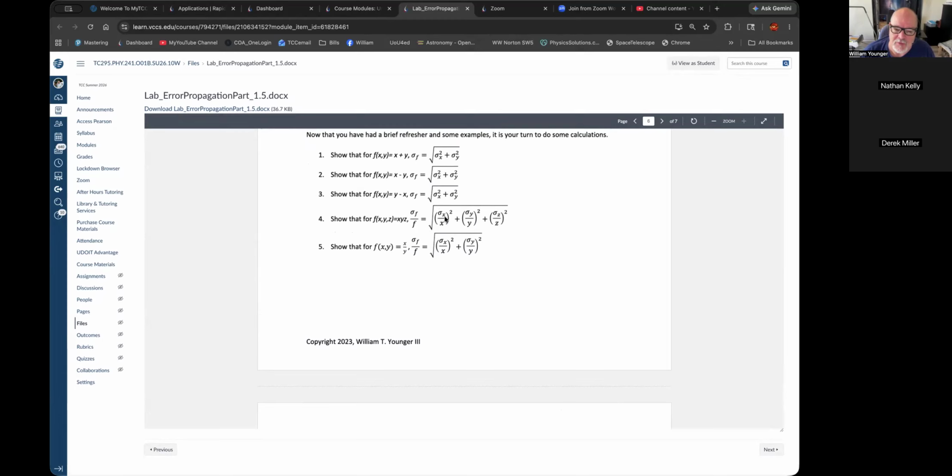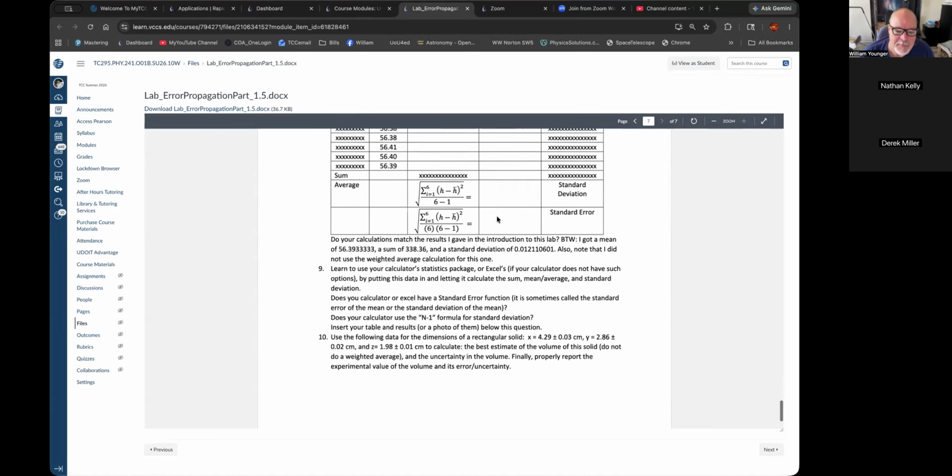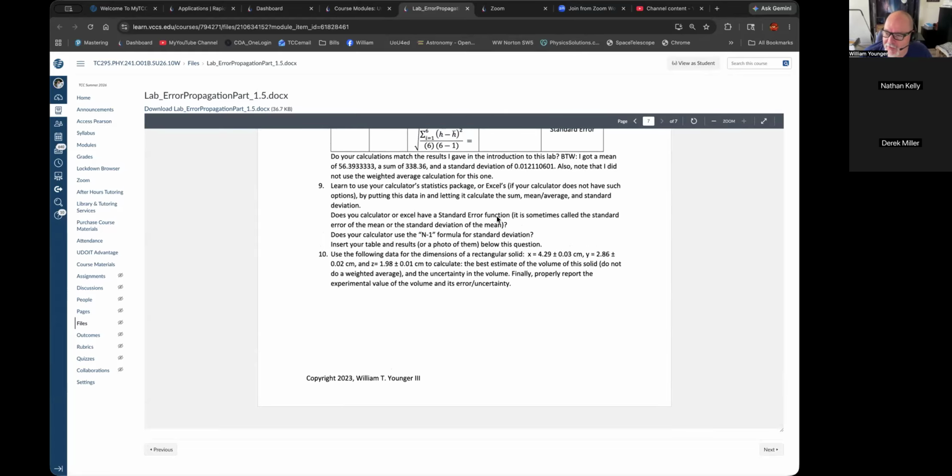You're going to take the fractional uncertainty in x and square it, take the fractional uncertainty in y and square it, take the fractional uncertainty in z and square it, and then add those quantities and take the square root of that sum. So when you calculate sigma x over x, you're going to take the 0.03 and divide it by 4.29. That's the sigma x over x, and then you're going to square it. The sigma y over y is going to be the 0.02 over 2.86, and you're going to do that division and then square it, and then you're going to take the 0.01 and divide it by 1.98, and then square that. That'll be your sigma z over z squared.